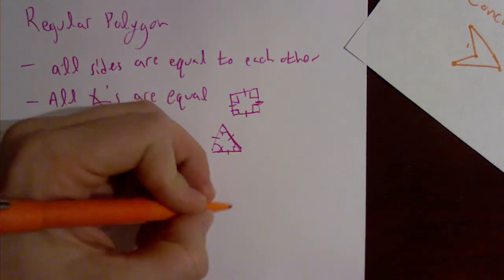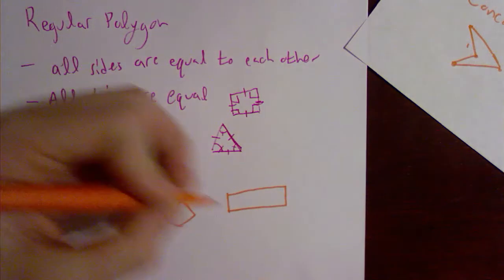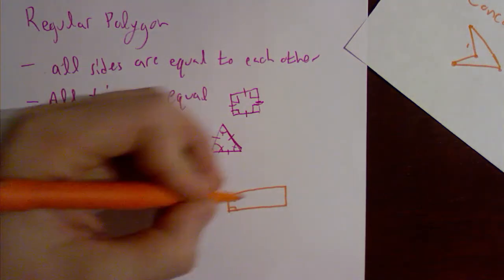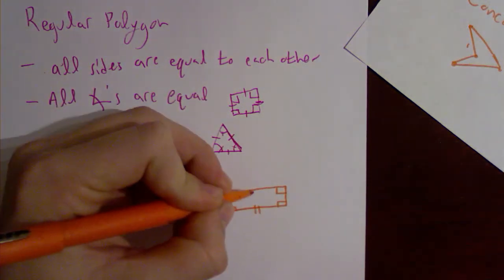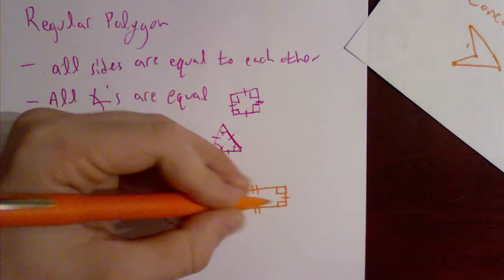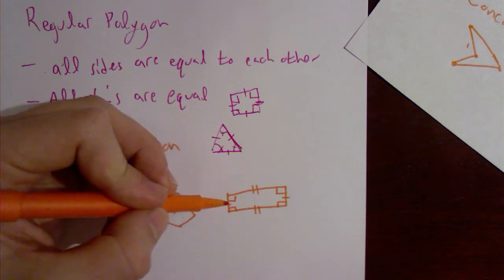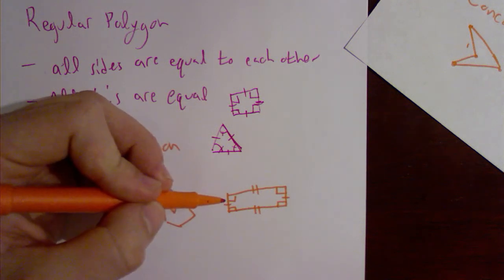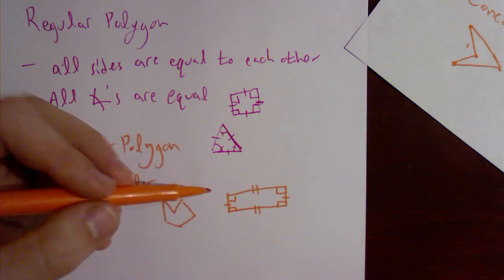So, for example, in a rectangle, all of the angles are right angles. But it's irregular because these two longer sides are only equal to each other, and these two shorter sides are only equal to each other. But to be regular, every single side, all sides must be equal to each other. And I can't say that this top one and this left one are equal to each other. So that means a rectangle, even though it has all equal angles, is not regular.